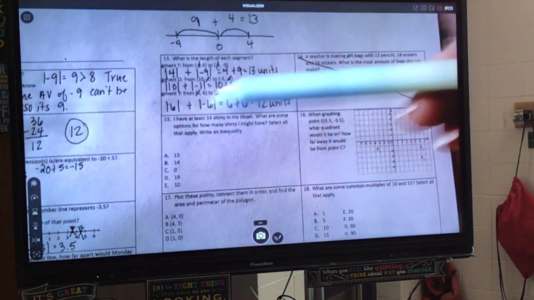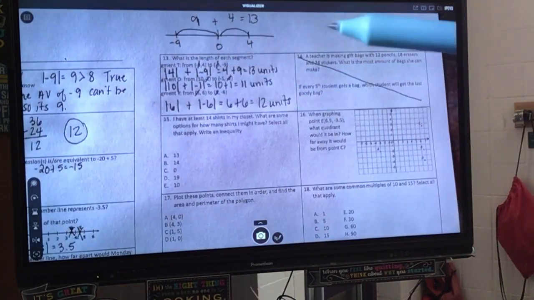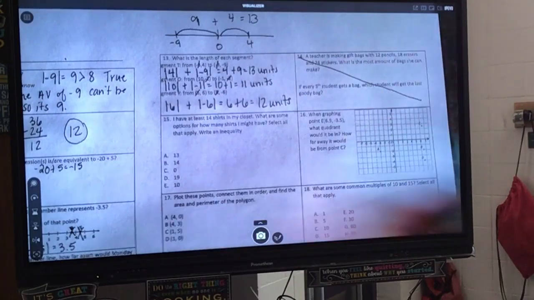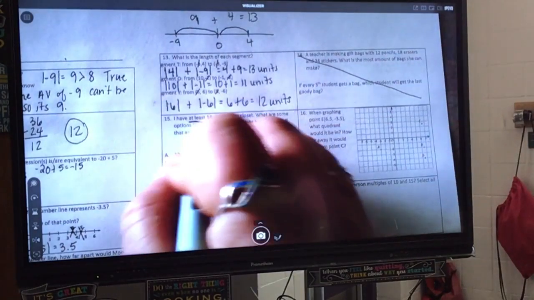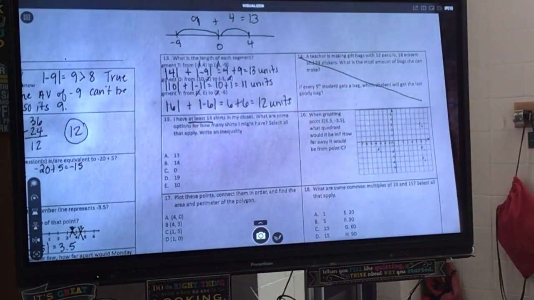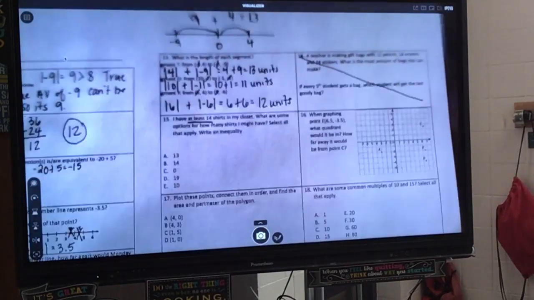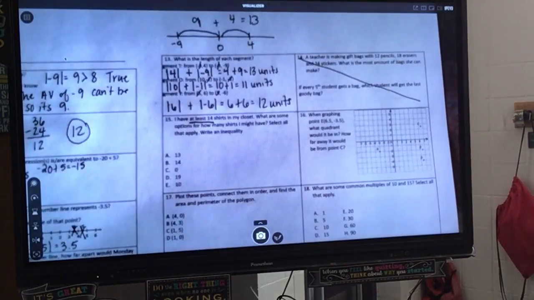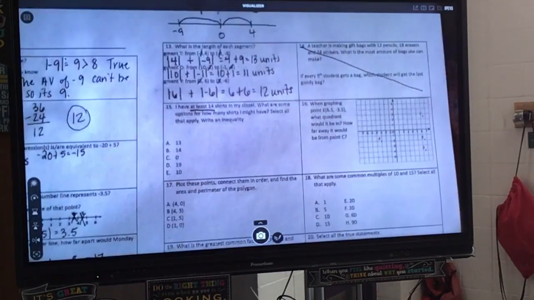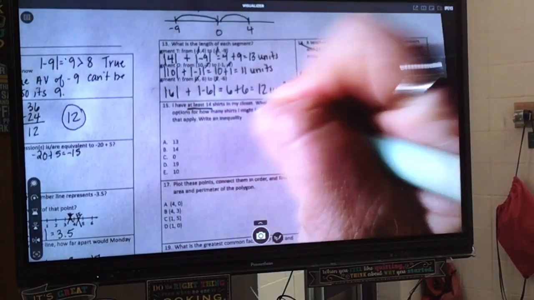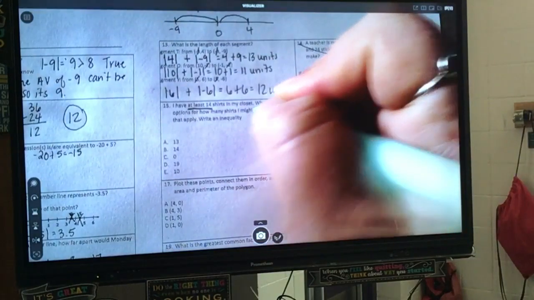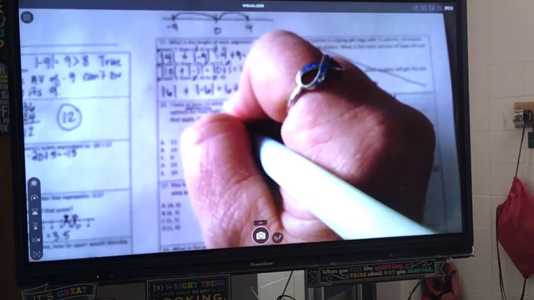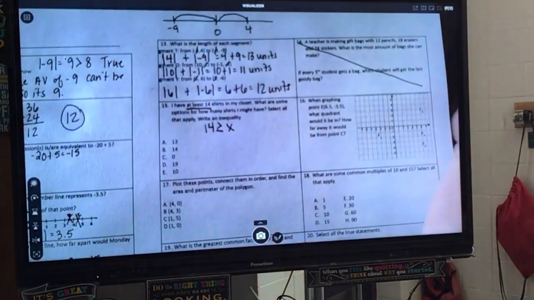Number 15 says, I have at least 14 shirts in my closet. What are some options for how many shirts I have? Select all that apply, write an inequality. So at least 14. What is my inequality going to look like? Kylie. 14 is greater than or equal to x. I put for any number that could go there. So 14 you said is greater than or equal to x. Yeah. Okay. Anybody else have something different?